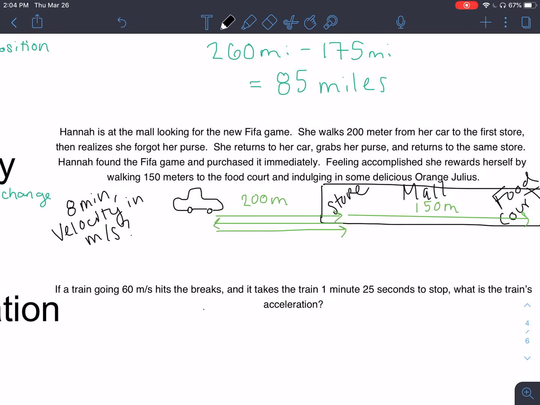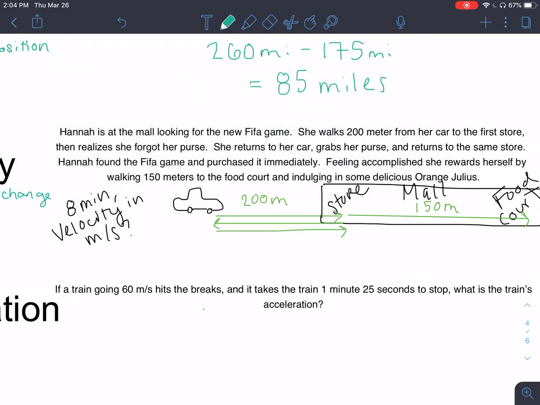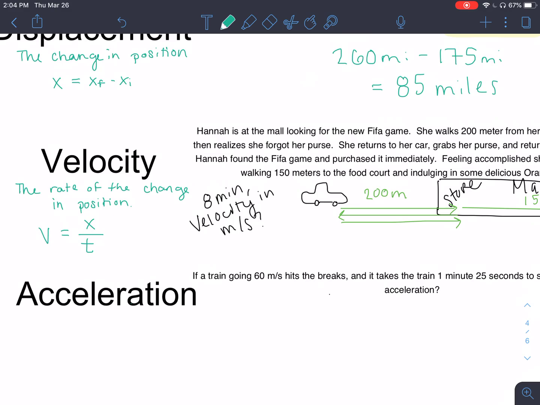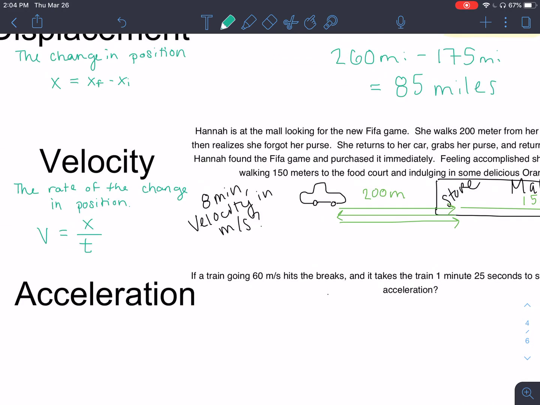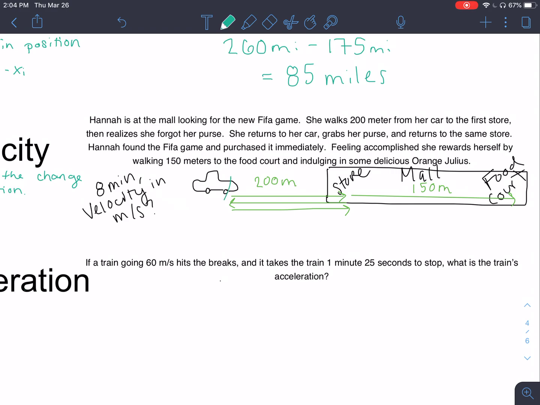Okay, so we will calculate this by figuring out what her total displacement is. So that is not the total distance that she's traveled, just the distance between her starting position and her ending position. So her displacement is 200 meters plus 150 meters. So 350 total.